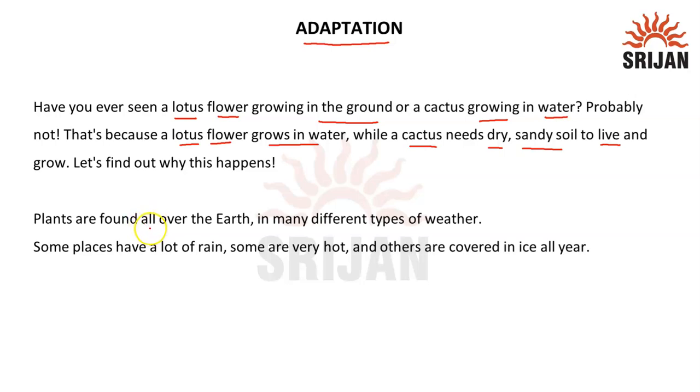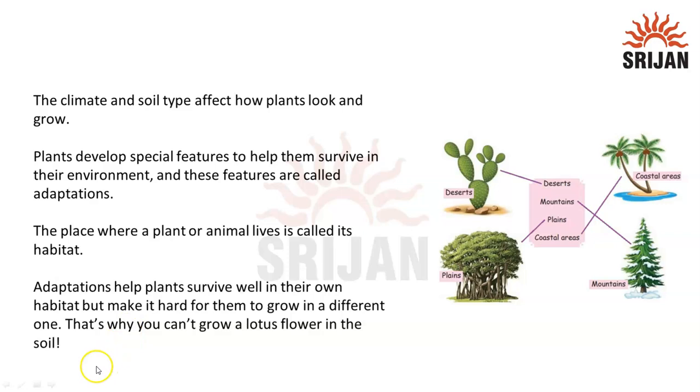The plants are found all over the earth in many different types of weather. And we know that some places get a lot of rain, some are very hot, and others are covered in ice all the year. Now, depending upon the weather of different areas, we find different kind of plants in different type of areas. Let's see how. The climate and the soil type affect how plants look and grow.